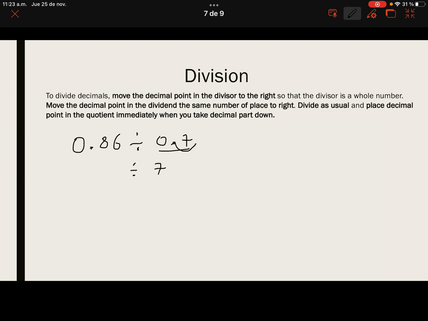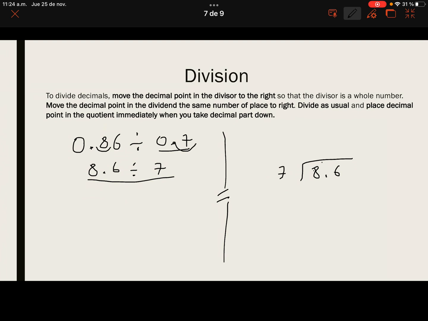Exactly the same we have to do now in the dividend. Then it is 0.86. Now the new number is going to be 8.6. We move the decimal point one space to the right. Why one? Because we did exactly the same in the divisor. Now, this is going to be the new division. Let's do it as usual in the long way. 8.6 divided by 7.